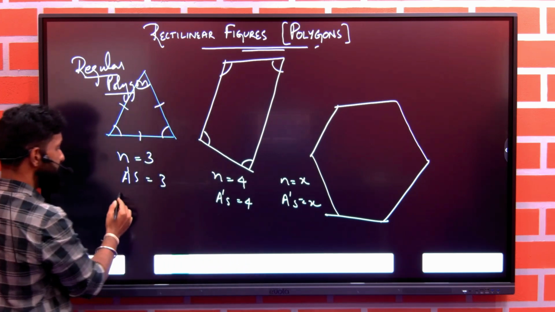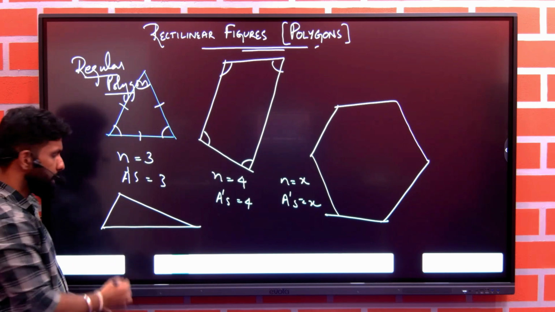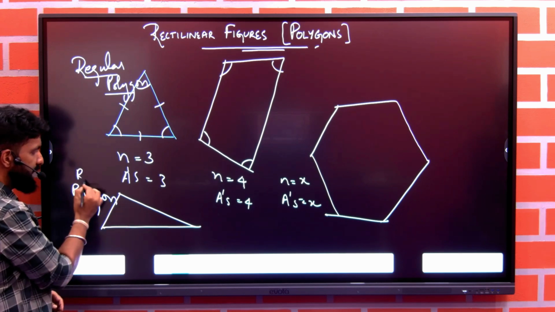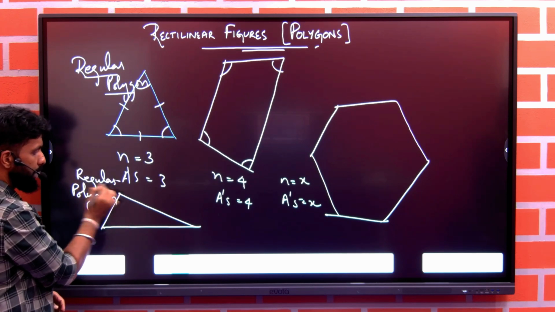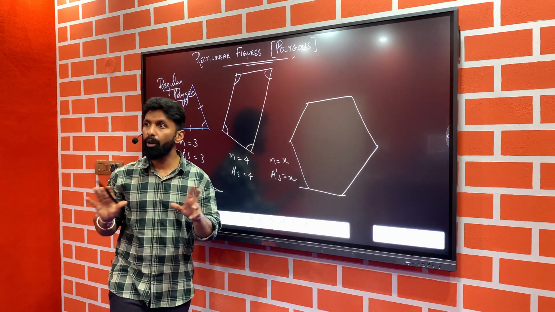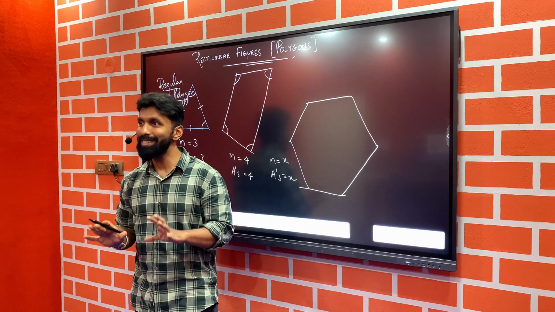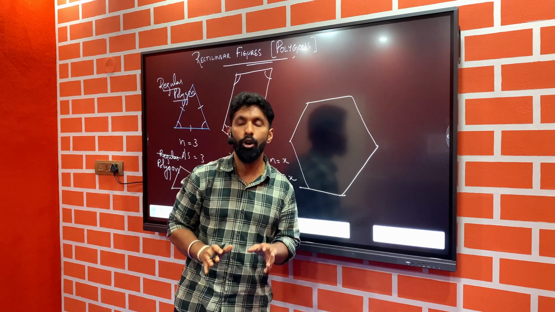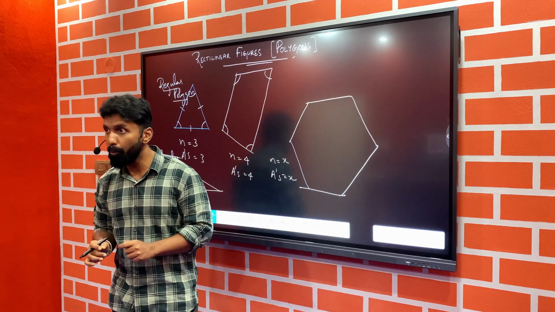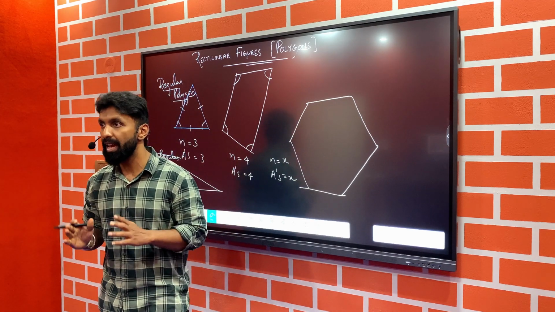Now what if I took a scalene triangle? It is a polygon, no doubt, but it isn't a regular polygon. It's just a polygon. So what's the difference between a regular polygon and a normal polygon? A normal polygon is just a closed figure with three or more sides. But a regular polygon has three or more sides and every side is equal to each other. I hope you got the difference.